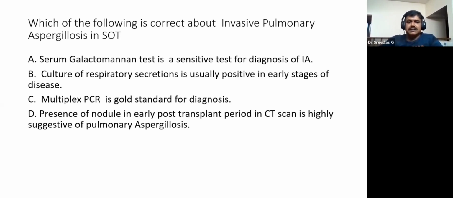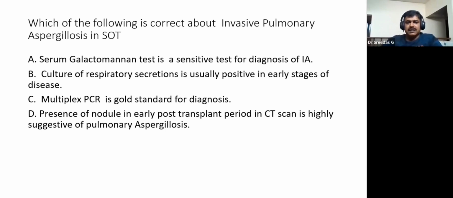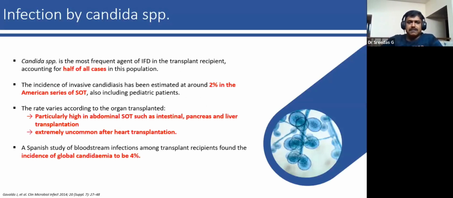Now the question is, which of the following is correct about pulmonary aspergillosis in solid organ transplantation? The choices are: A, serum galactomannan test is a sensitive test for diagnosis of invasive aspergillosis. B, culture of respiratory secretion is usually positive in early stages of the disease. C, multiplex PCR is the gold standard for diagnosis. D, presence of a nodule in the early post-transplant period on CT is highly suggestive of pulmonary aspergillosis. Anyway, we will keep this question on board and continue with the presentation.